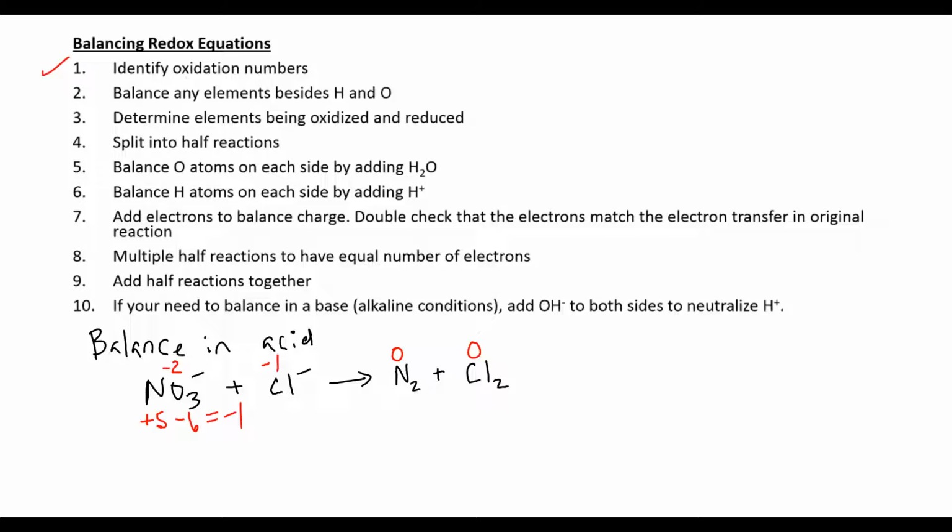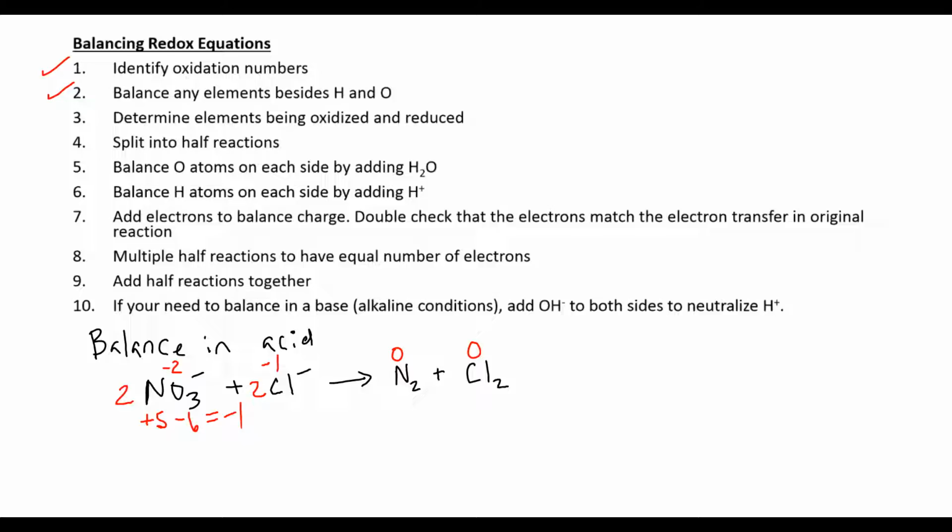Our second step tells us to balance any elements besides hydrogen and oxygen. Looking at the reaction, for the nitrogen we only have 1 nitrogen as a reactant, but we have 2 nitrogens as a product. So we're simply going to write a 2 in front of the nitrate. The same is true for chloride. We have 1 in the reactant and 2 for the products, so we're going to put a 2 in front of the chloride. We'll worry about balancing any oxygen or hydrogen later on, so we've accomplished step 2.